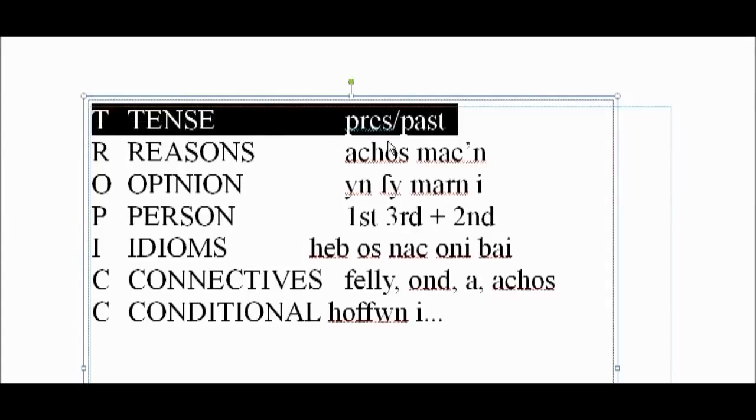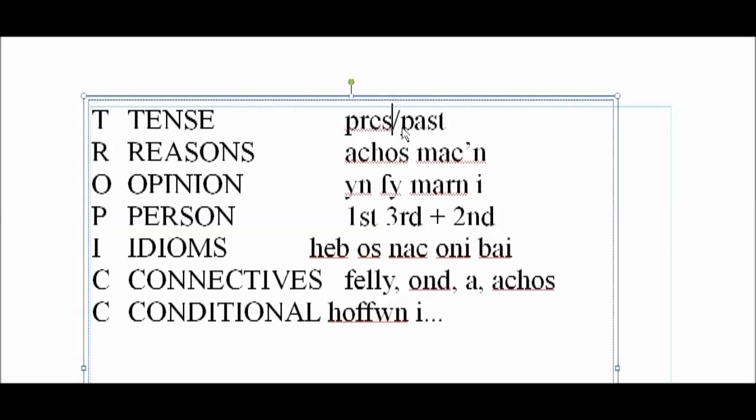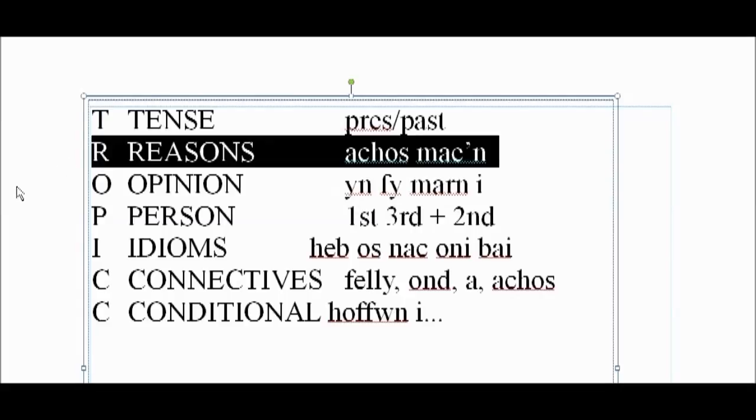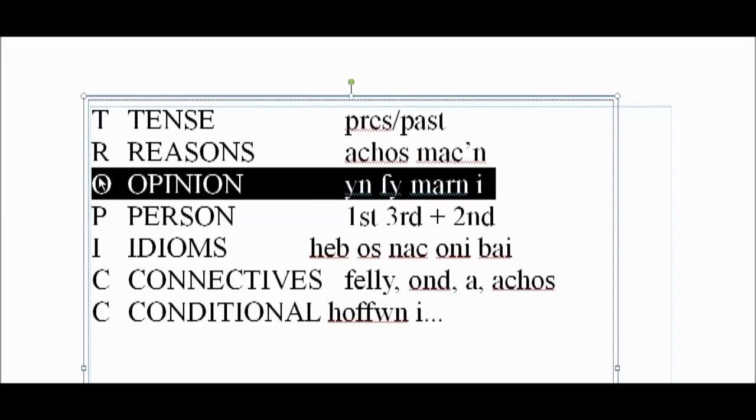You must get a variety of tenses in your answer. Use the present tense and the past tense, especially in question 4, where it asks you for the past tense on the foundation paper. R is for reasons. Achos, because. Learn some good adjectives. Don't just use the usual diflas, diddorol, great. Learn some new ones. Have a variety.